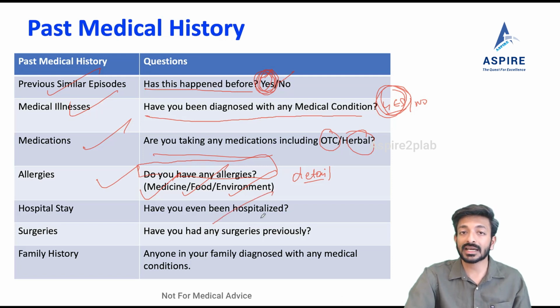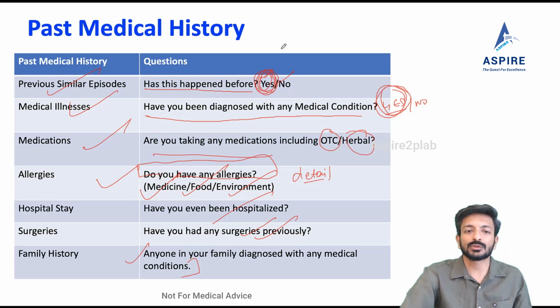Have you ever been hospitalized before? If yes, ask in detail. Have you had any surgery previously? If yes, ask in detail. Family history: anyone in the family diagnosed with any medical condition? If they say yes, make sure you go into detail, because all these questions are very, very important for us to know, and it will be very helpful for you.